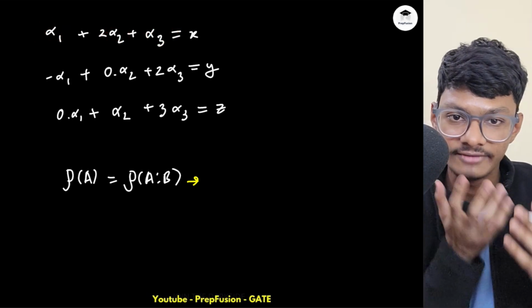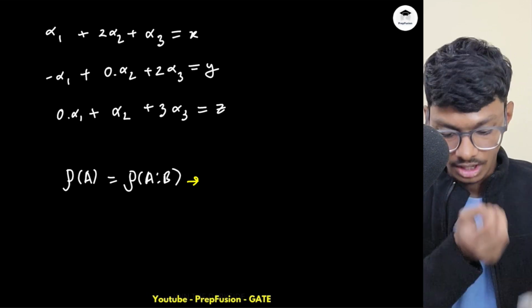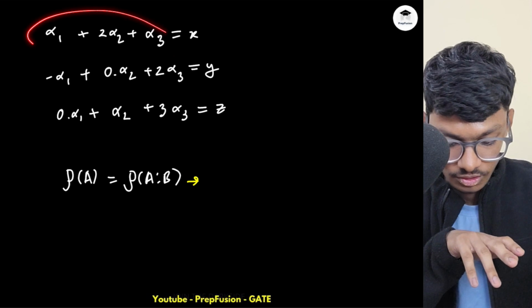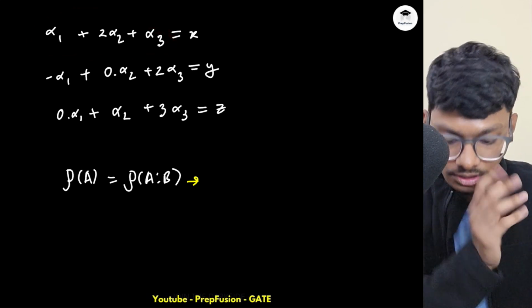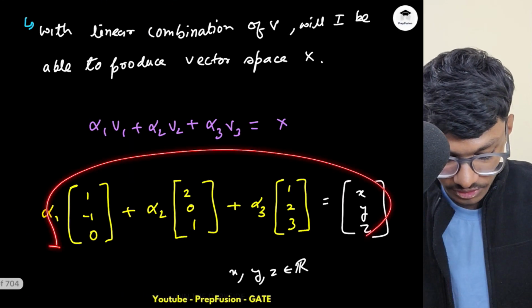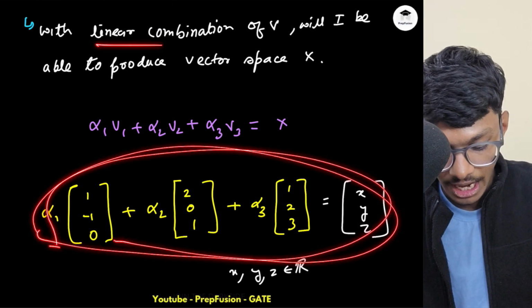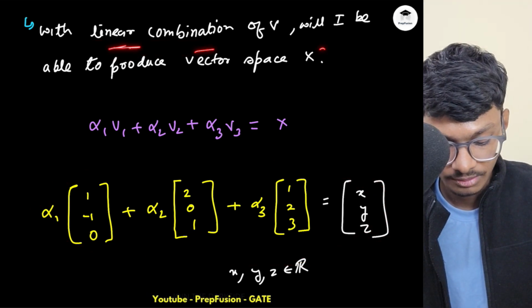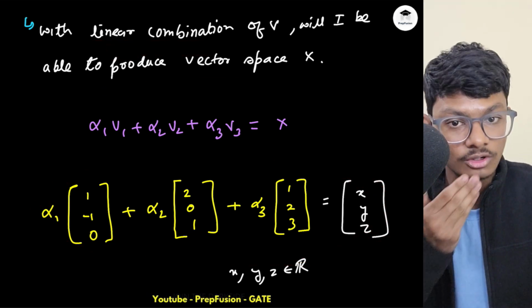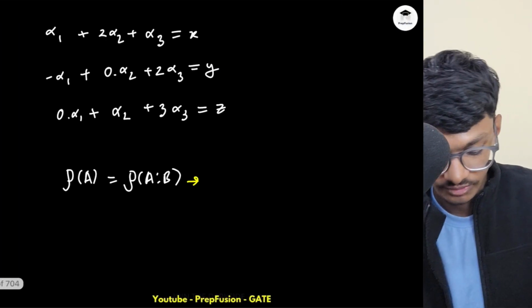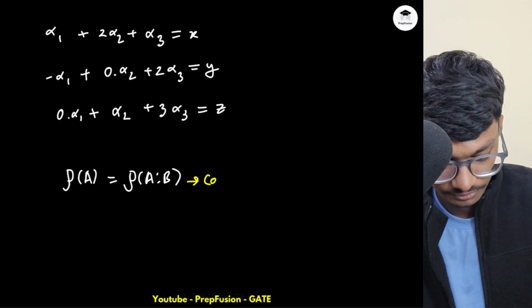If I don't have valid values of alpha 1, alpha 2, alpha 3, how will I be able to write this equation? I need the valid values. If there is no valid solution, then I will never be able to write this equation. If this equation is not valid, then I will not be able to write that linear combination of v that produces vector space x. So the linear combination of v will not be able to produce vector space x if I have no solutions. That's why I need consistent solutions.